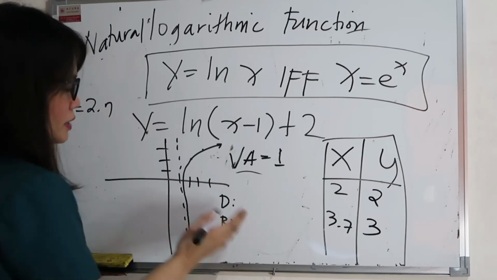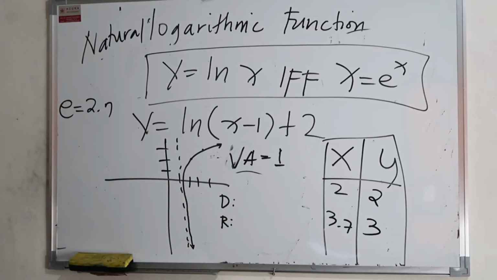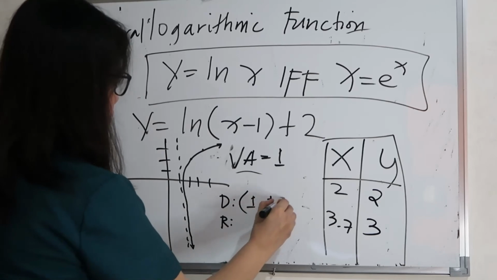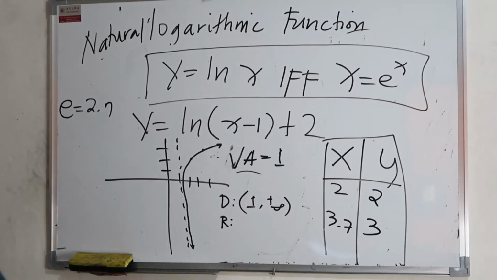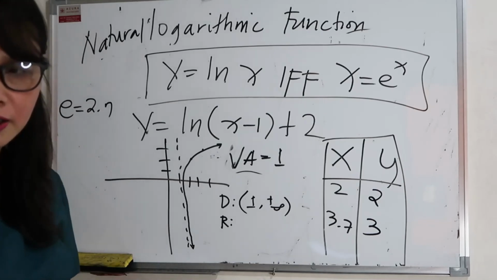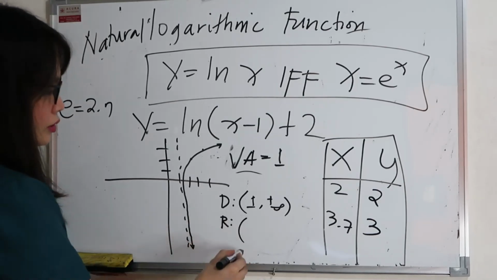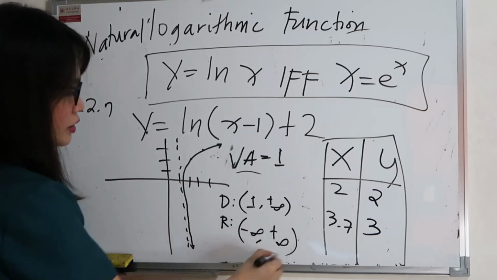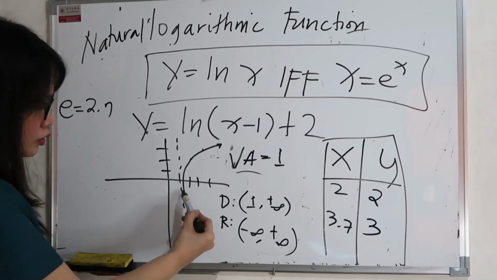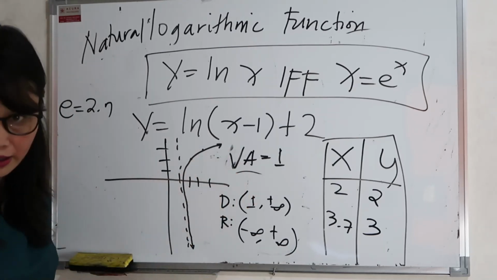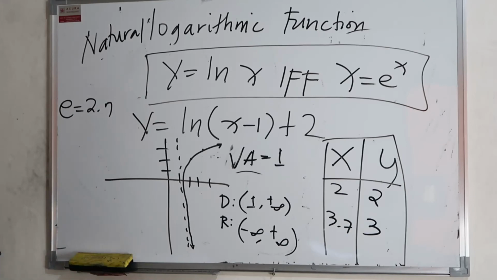So what will be your domain based on the graph? Okay, 1 to positive infinity. And then the range is negative infinity to positive infinity. So that's how we graph a natural logarithmic function.